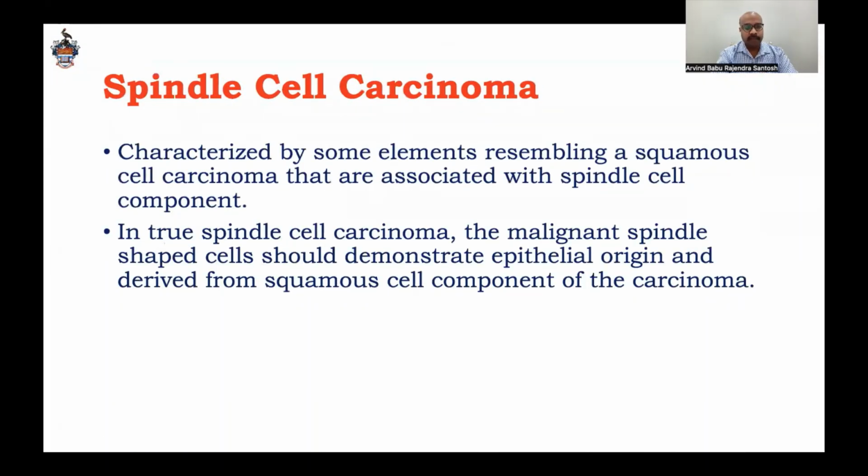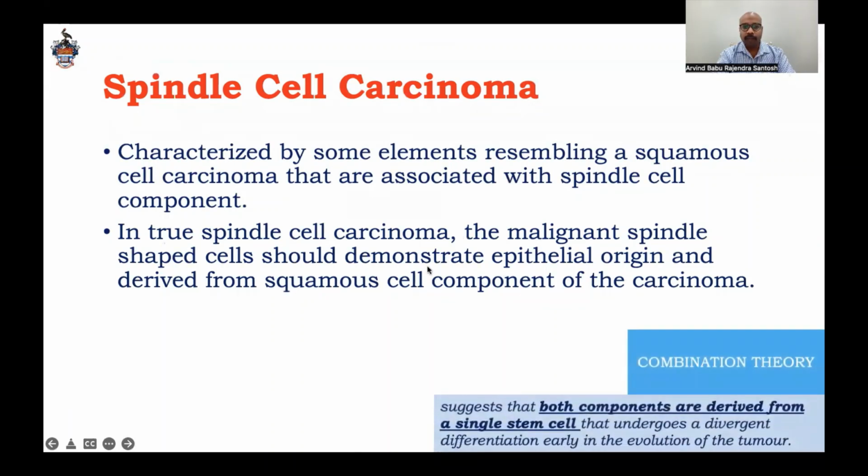The next is spindle cell carcinoma. Spindle cell carcinoma is characterized by some elements resembling a squamous cell carcinoma that are associated with a spindle cell component. In true spindle cell carcinoma, the malignant spindle-shaped cells should demonstrate epithelial origin and be derived from the squamous cell component of the carcinoma. So this is trying to say the combination theory, as you see that it's derived from one single stem cell. So this is supporting the combination theory.